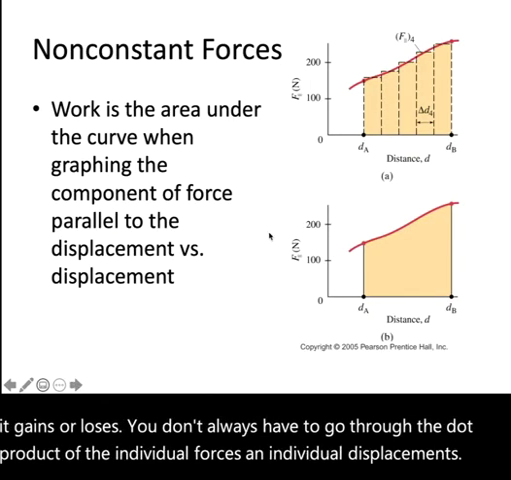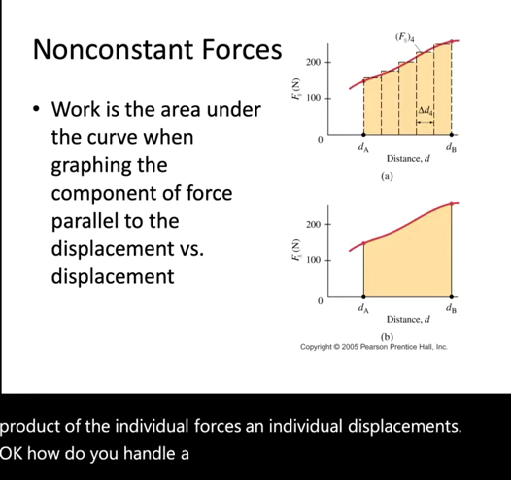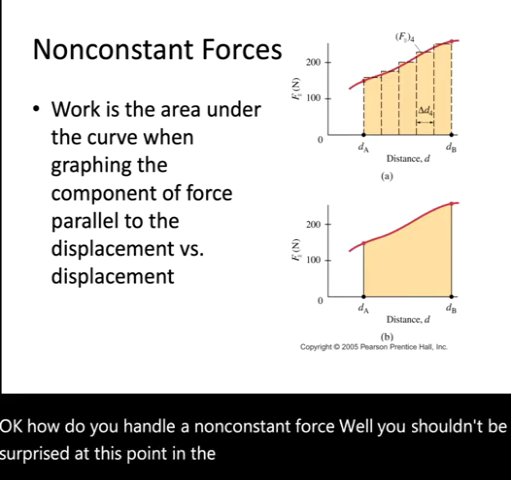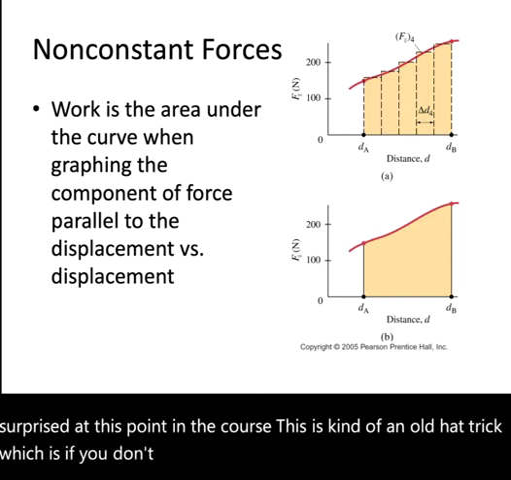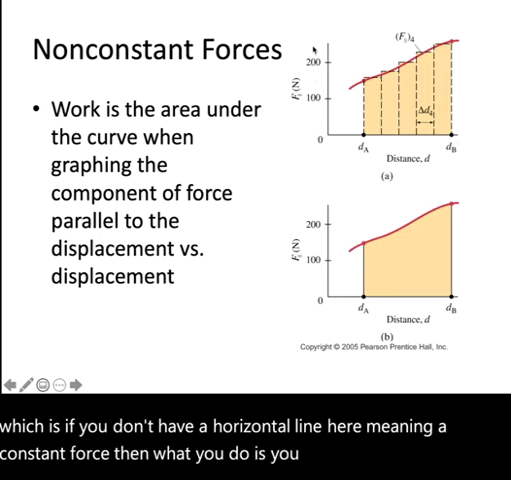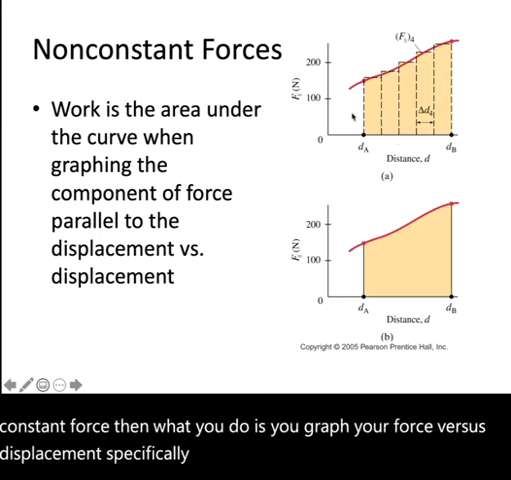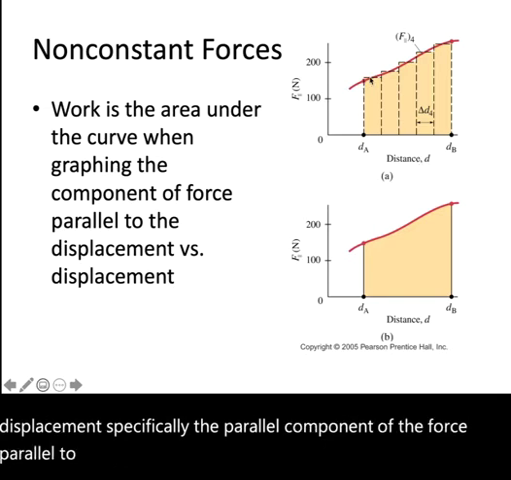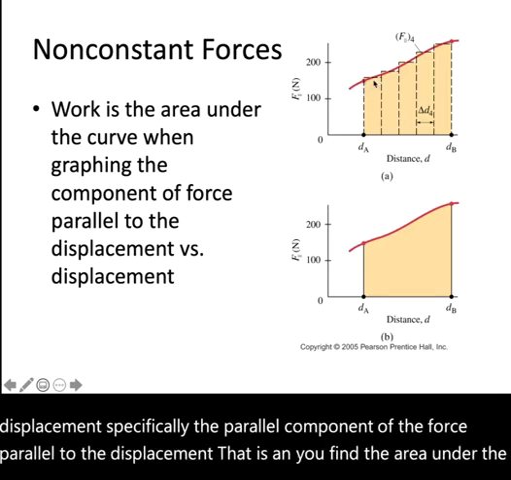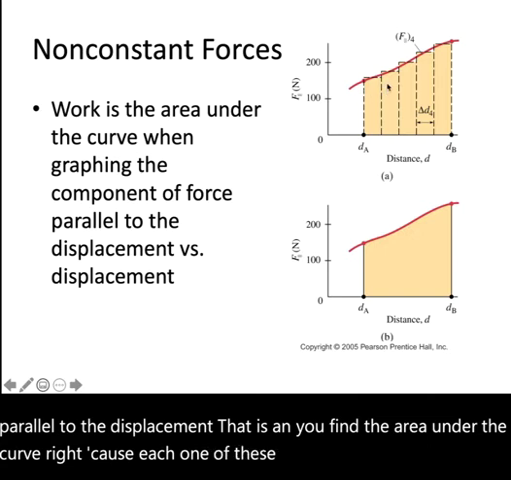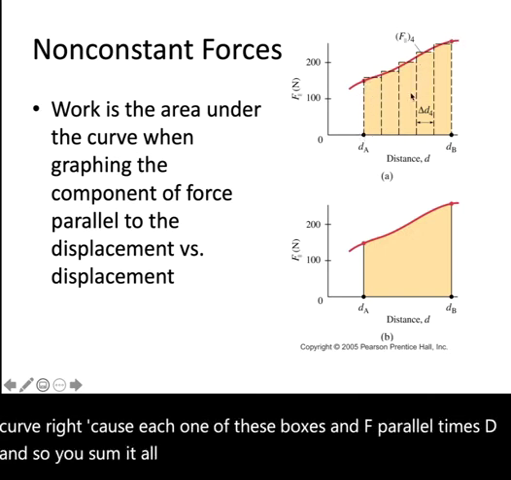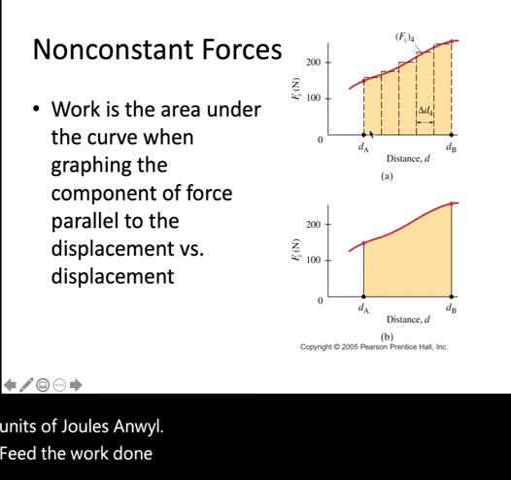Okay, now how do you handle a non-constant force? Well, you shouldn't be surprised at this point in the course. This is kind of an old hat trick. If you don't have a horizontal line here, meaning a constant force, then you graph your force versus displacement, specifically the parallel component of the force, parallel to the displacement, and you find the area under the curve. Because each one of these boxes is an F parallel times D, you sum it all up, and the area under this curve will give you units of joules and will be the work done by that force over that displacement.